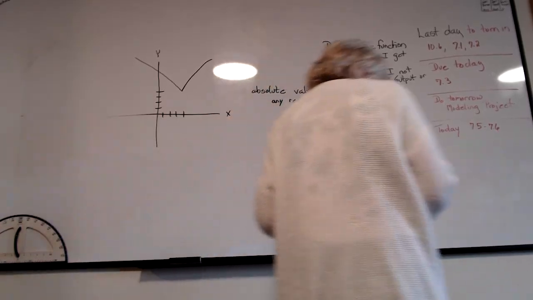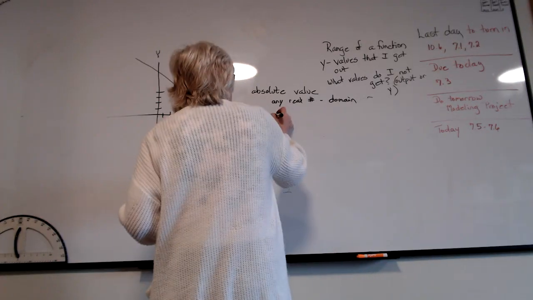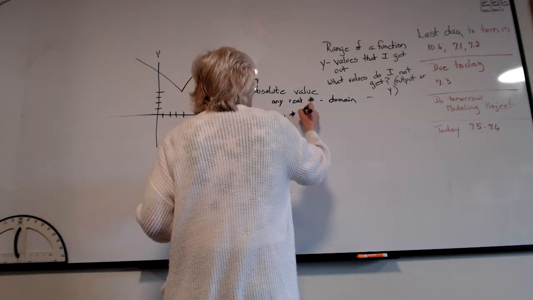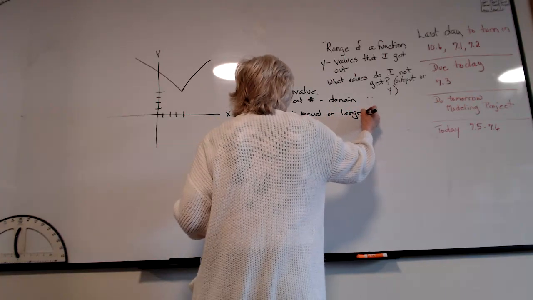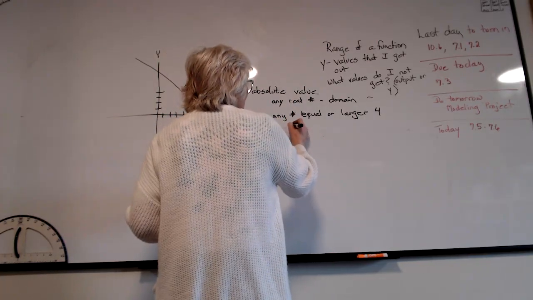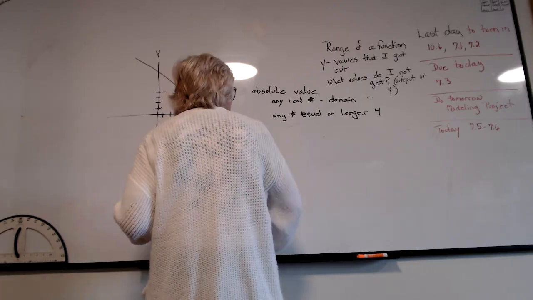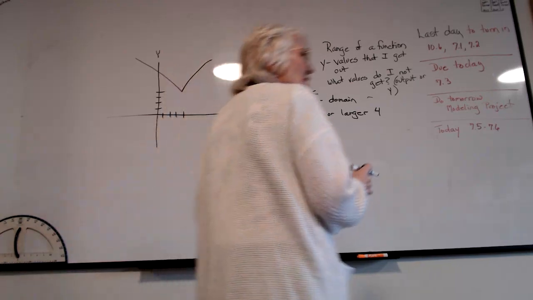Okay? Now, look at y. What can't I get, or what don't I get? And then switch it around, that's your range. Anything less than 4 is what I don't get. So it's any number equal to or larger, because it can be 4. So a way of writing that is y is greater than or equal to 4. You can write it that way also.